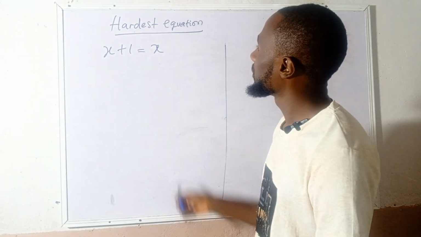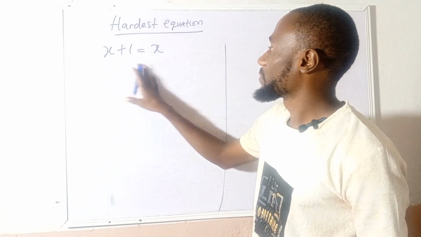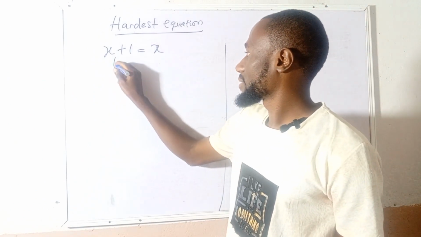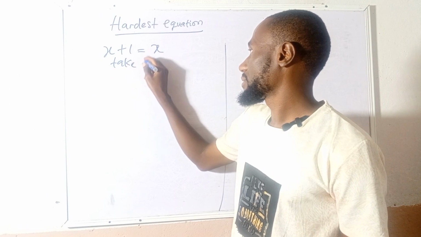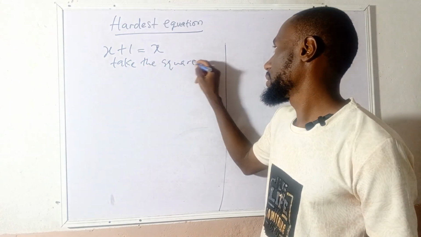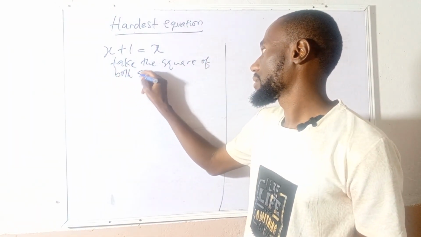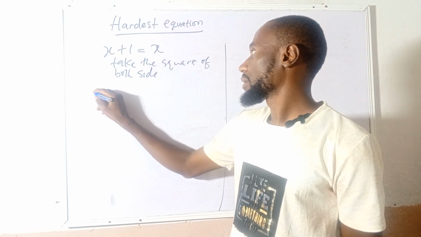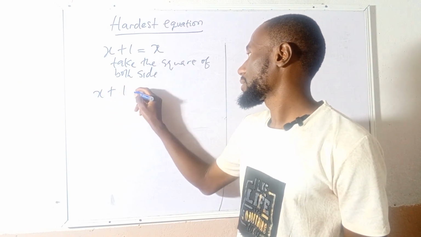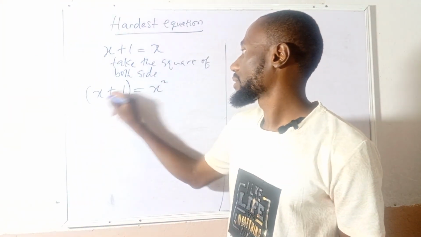Okay, firstly we are going to take the square of both sides. Take the square of both sides. We have x plus 1 is equals to x. This is square.